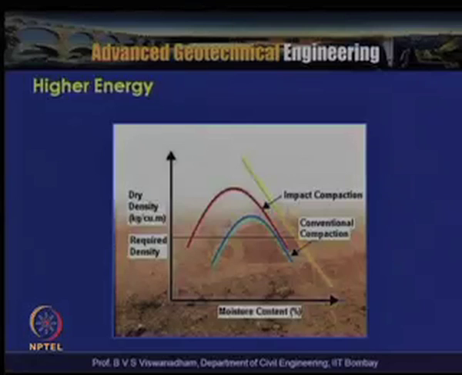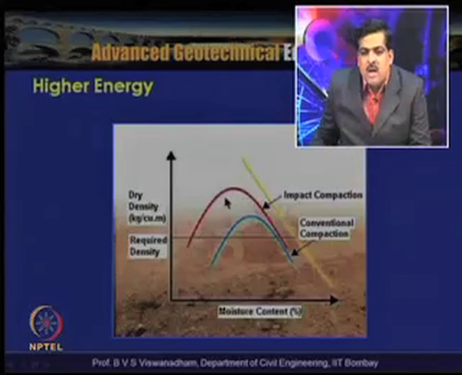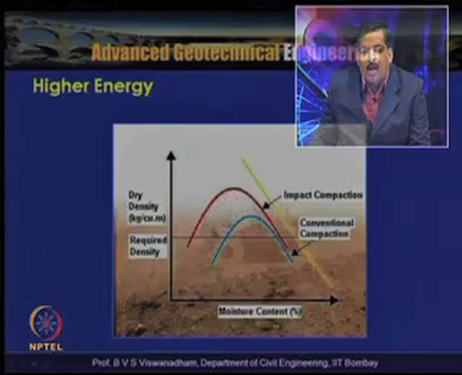Here in this slide, this is with conventional compaction and this is with impact compaction. So what can be seen is that impact compaction induces a higher amount of compaction. The densities achieved are high, and this is found to be especially significant when we compact on the dry side of optimum.